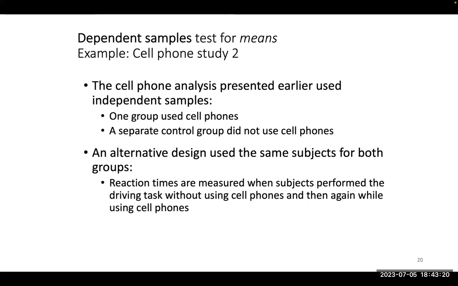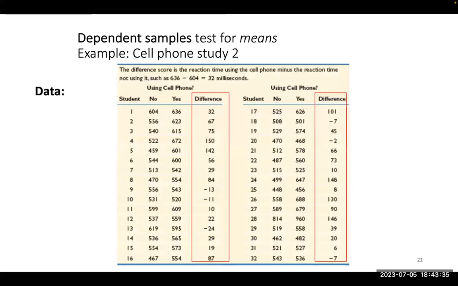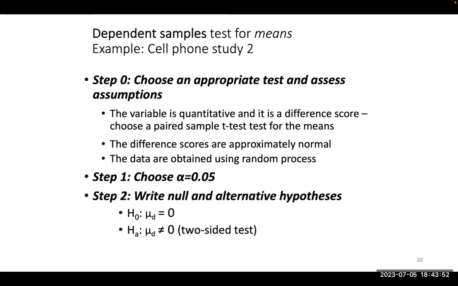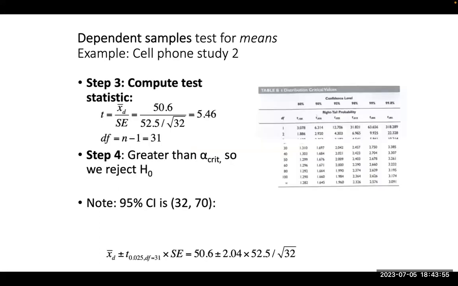Now you do a dependent sample t-test. So you basically have one group that used a cell phone, and then they did the same drive, or the reaction test, without a cell phone, and they were tested again. So now we're focusing on the difference: using a cell phone, yes, no, and we're quantifying the difference of these 32 individuals. And then we're using a paired samples t-test.